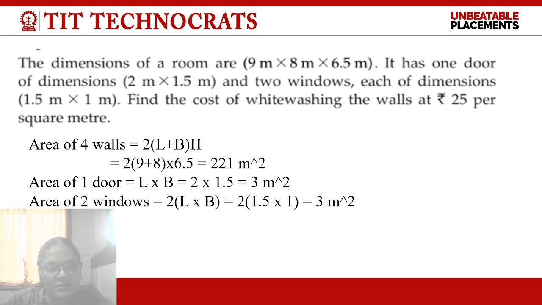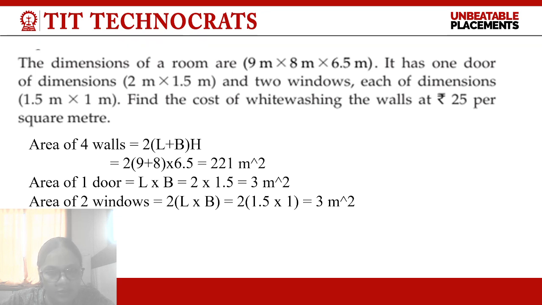So length into width multiplied by two in order to get the area of two windows. I have multiplied two here. Length is given 1.5 meter. Width is given 1 meter. When we multiply 1.5 into 1, we'll get 1.5. So 1.5 is the area of one window.